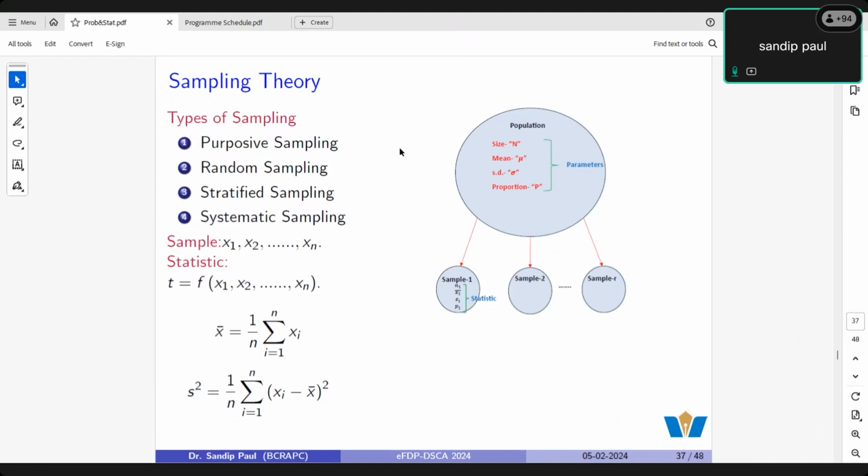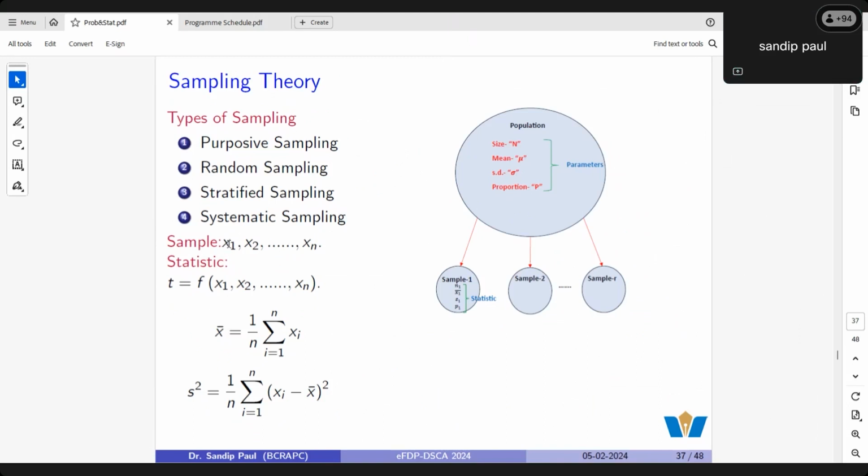The next is random sampling. Here we take the data from the entire population randomly, without giving any preference to any individual. Then stratified sampling, which can be done through strata. First of all, we divide the entire population into different strata, and then we select small samples from each of them. And in systematic sampling, we can take data in a different way, and finally we can take a simple sample.